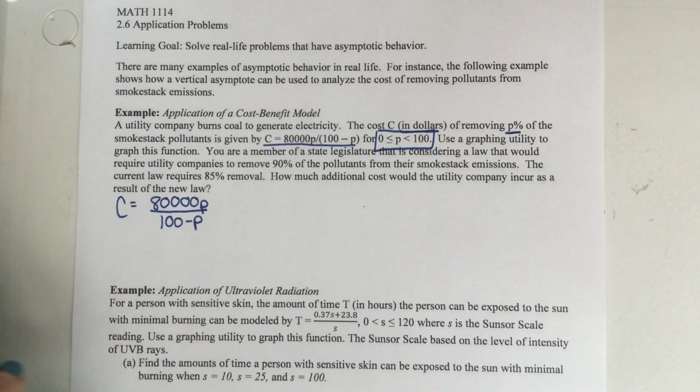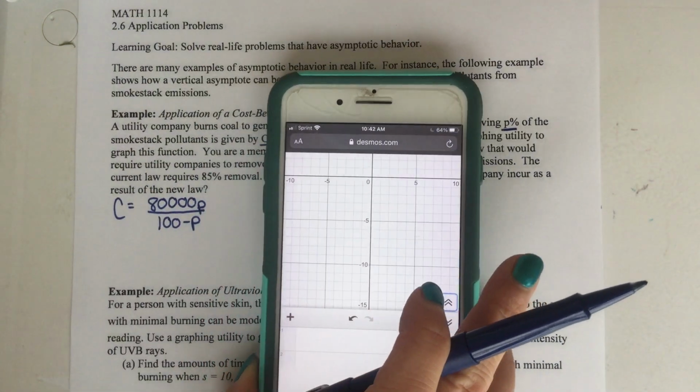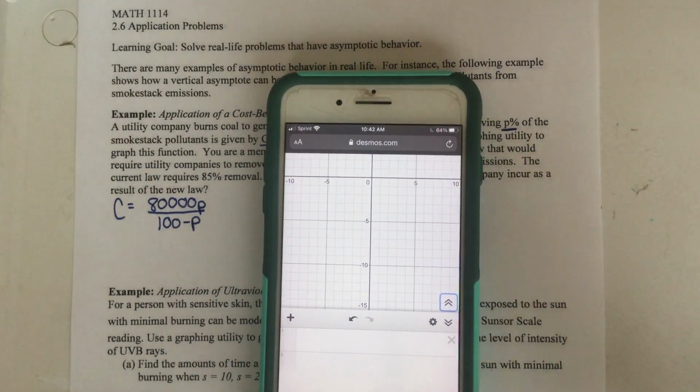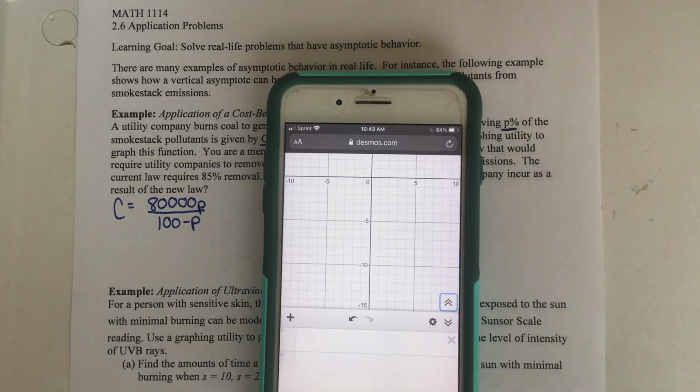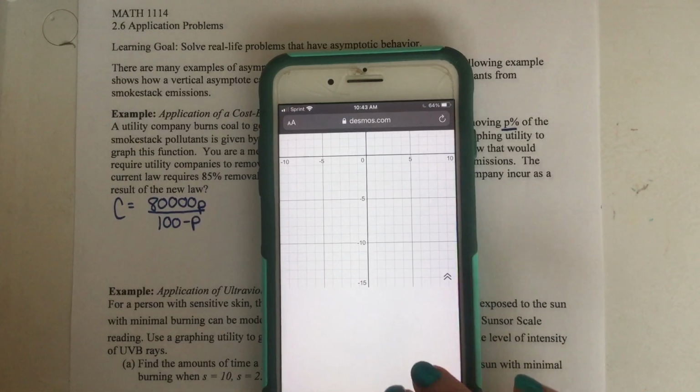So what we're going to do is go ahead and look at Desmos. Things to remember as we are graphing a real-life scenario. Very often we will have to change the window, and it's important to remember that whatever the variable that they use within the problem, we always want to make sure that we enter that variable as an X in our graphing utility. So let's go ahead and do this.